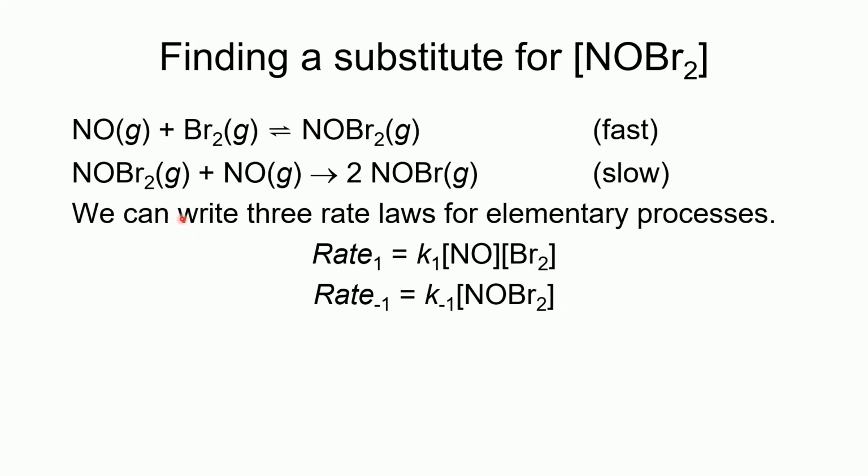And then finally, for our slow step, we've got this. Now, I highlighted in red our intermediate because we can't have that intermediate in our overall rate law. So we can't have that intermediate there. We need to come up with a way to get rid of this. And here is how we're going to do it. We're going to do it by making an assumption.